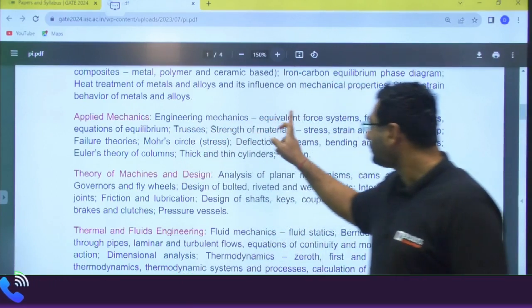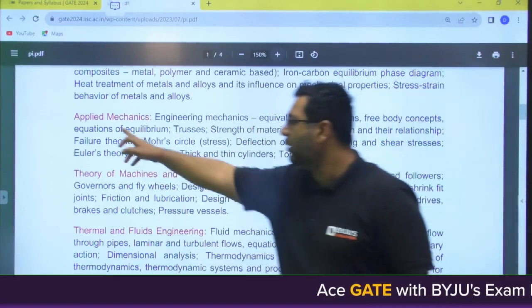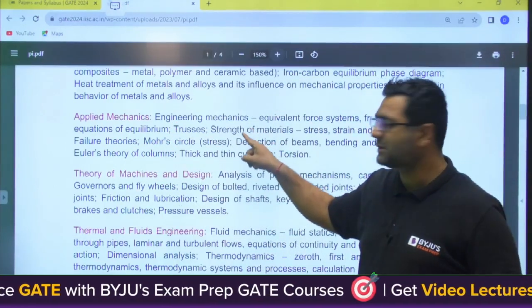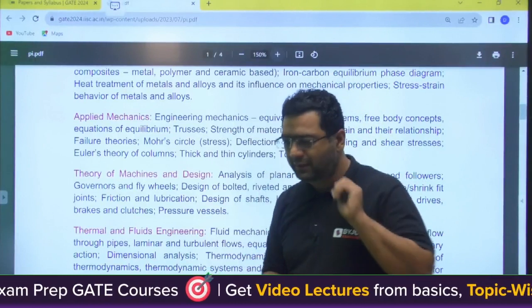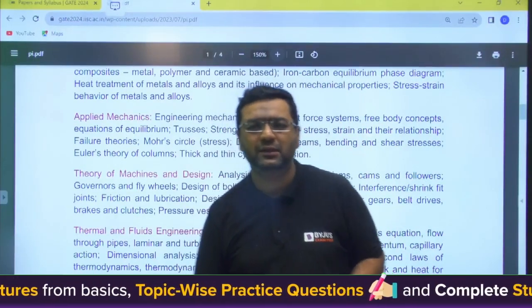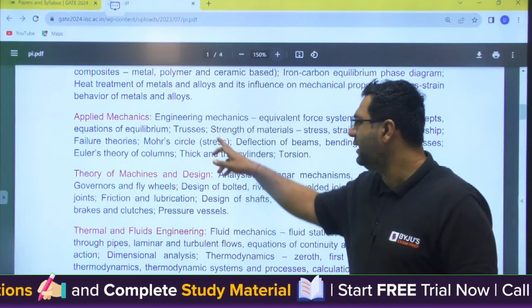Engineering mechanics: equivalent force system, free body concept, equations of equilibrium. This is forces and equilibrium. Trusses is covered. Only these two things. There is no friction, there is no virtual work, there is no kinematics, there is no dynamics. So very less syllabus for engineering mechanics. Weightage is also less. Then my dear, we have trusses.